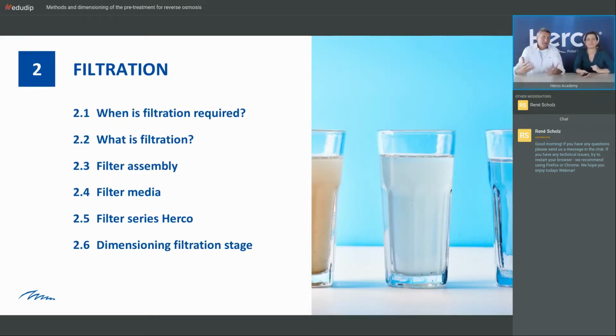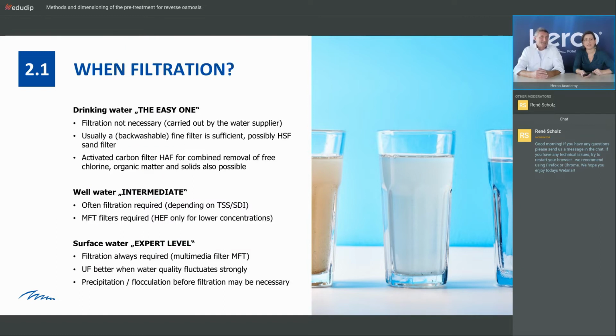Okay, when is filtration required? I think we have to consider whether the TSS, the total suspended solids, is very, very high. What is filtration? Filter assembly. We will have a few words about filter media, the filter series of Herco, our product program, and we will say something about dimensioning of filtration stages. Okay, then let's start right away. When do we need a filtration?